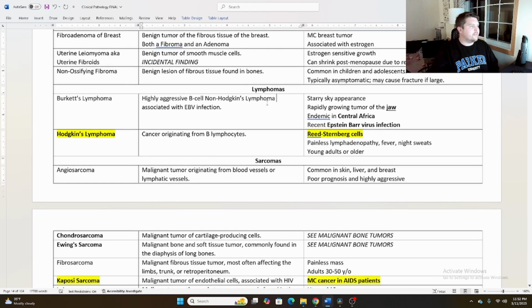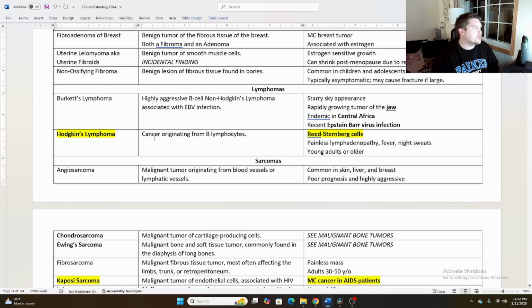Now, lymphomas, we have Burkitt's lymphoma and we have Hodgkin's lymphoma. You probably have almost never heard of Burkitt's lymphoma. The only connection that we really need to know about it is that it's associated with the Epstein-Barr virus infection and that it's endemic in Central Africa. This is more of a microbiology type question that it could pop up. Unlikely to pop up, but it definitely could.